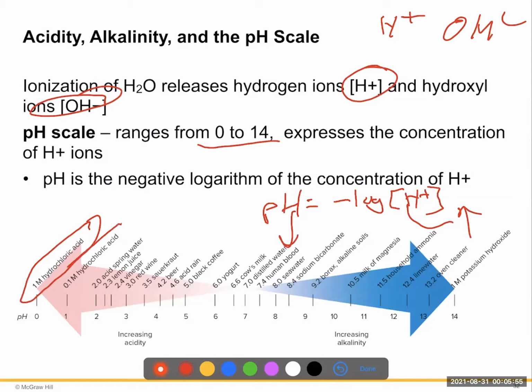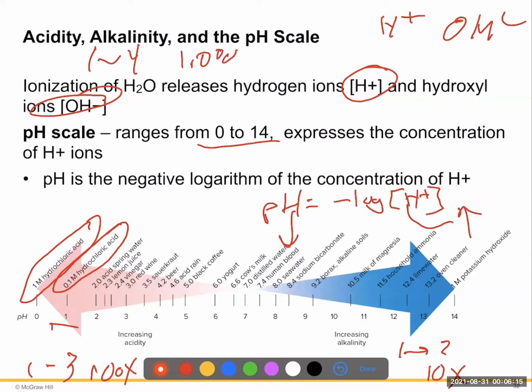A pH of 0 is hydrochloric acid, 1 molar, a very strong acid. 0.1 molar hydrochloric acid is a pH of 1. The pH scale goes by log, so it's log to the base 10. If you go from 1 to 2, it's a 10 times increase. From 1 to 3, it's a 100 times increase. From 1 to 4, it's a 1,000 times increase in strength, or decrease of it, depending on which way we're going. So every integer is a factor of 10: 10, 100, 1,000, 10,000, 100,000, etc.